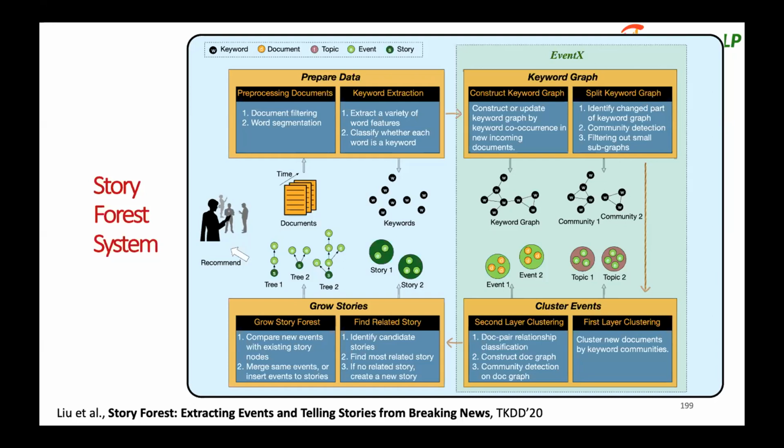In this way, each cluster forms a document graph, where now each node is a document instead of a keyword. Then we perform community detection again for each document graph. In this way, we divide it into fine-grained document subgraphs, where each document subgraph represents an event node. And we have an algorithm to organize these event nodes into a story tree, where each tree only contains events that are highly related to each other and talking about the same story.